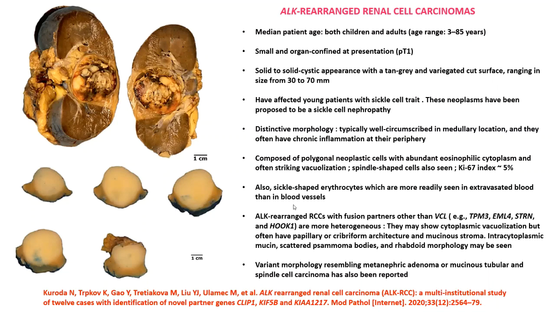And because they are present in the patient of sickle cell hemoglobinopathies, you will get sickle cell RBCs even over here, but here the RBCs are usually seen in the background interstitium rather than in the vessels. The partner could be various other genes other than vinculin. So vinculin is the #1 gene which is rearranged with ALK, but you could also have rearrangements with TPM3, EML4, HOOK1, etc.